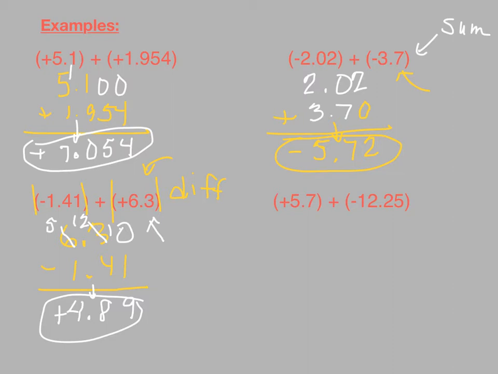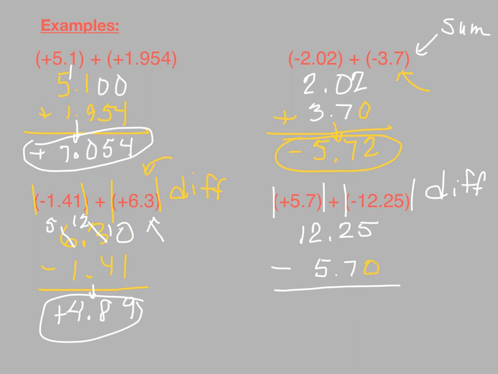My next problem, I've got positive 5.7 plus negative 12.25. Sing your song. If the signs are the same, find the sum. If the signs are different, find the difference. I'm finding the difference here. I need to take my absolute values. I know the absolute value of negative 12.25 is 12.25. It is going to be the larger of the two absolute values. I'm finding the difference, so I'm going to be subtracting 5.7 from that. I'm going to put a placeholder in. I've got 5 minus 0 is 5.